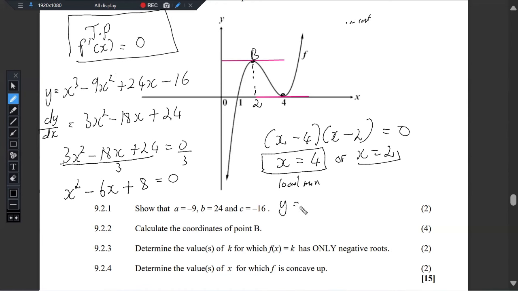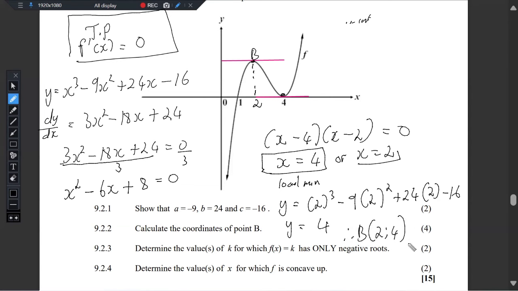So that's y equals, where there is x, I'm going to put 2 cubed, minus 9 times 2 squared, plus 24. So where there is x, I'm substituting 2. And then you simply just grab your calculator. Make sure that you have punched everything correctly and as it appears. So you always have to double check that. And then your y is equal to 4. So that means your coordinates for B are now 2, 4. Right. So that's how you calculate that.